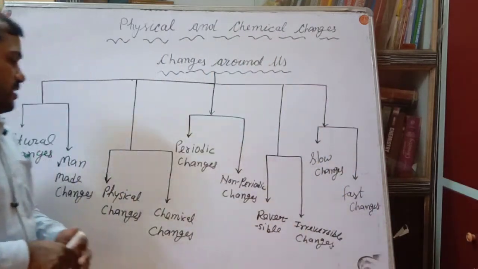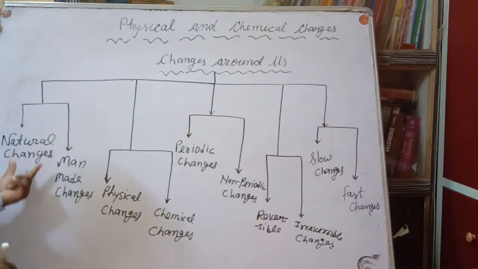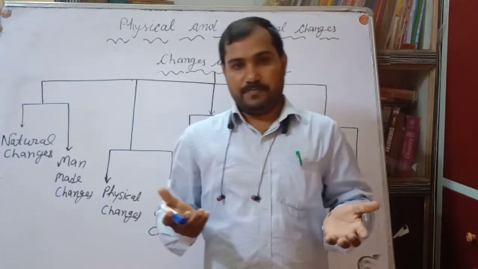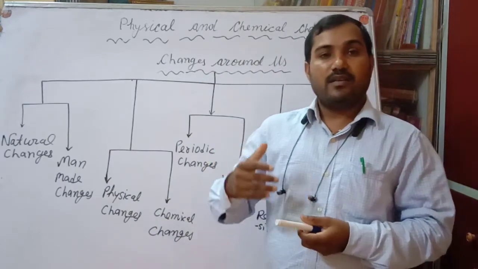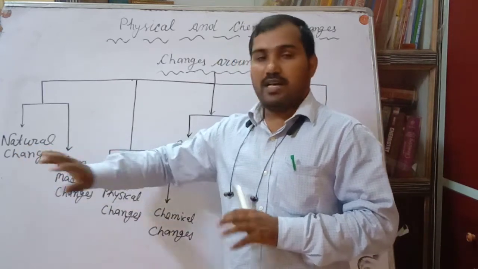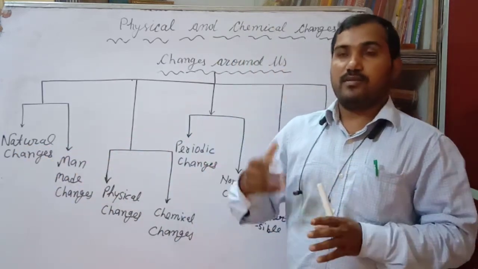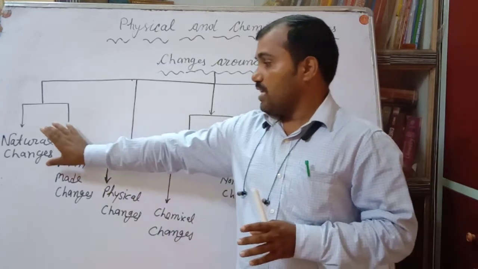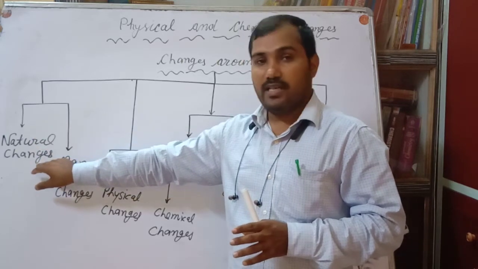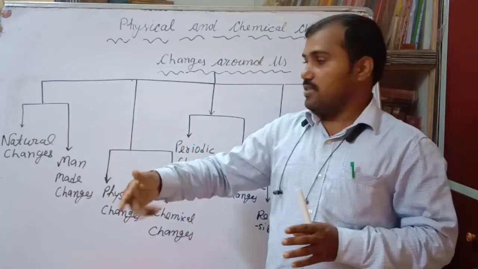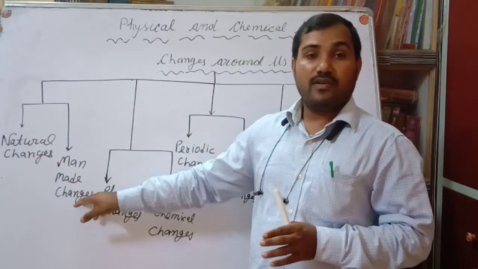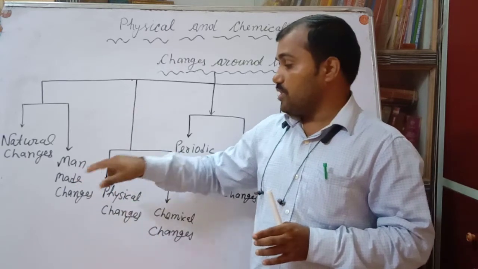Now we are going to discuss these kinds of changes one by one. Dear students, natural changes means changes which occur naturally by their own. In the case of natural changes, we can't do anything; it will change naturally. For example, changes in the weather, change in season, etc.